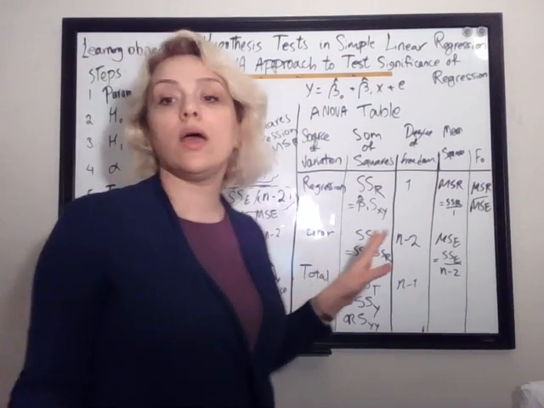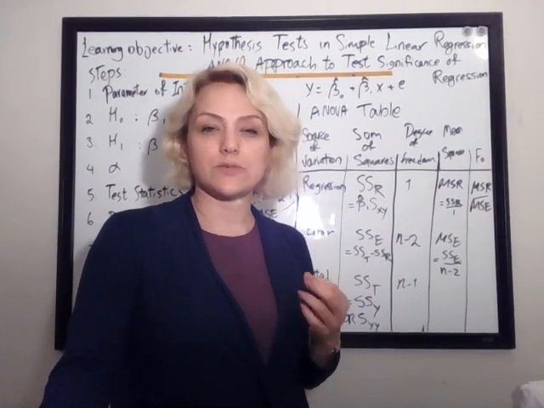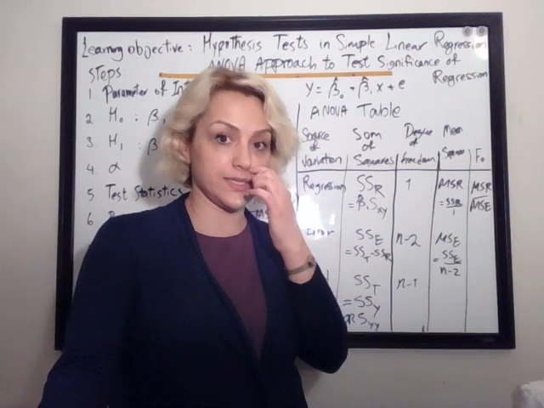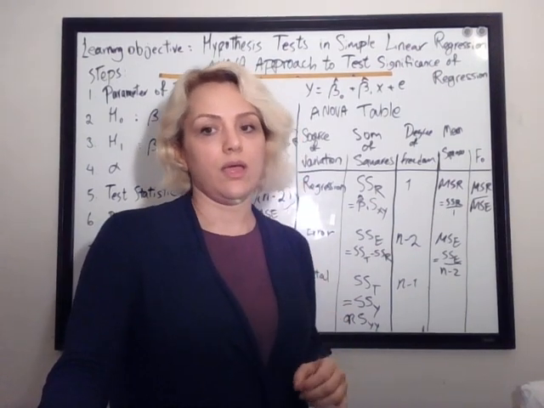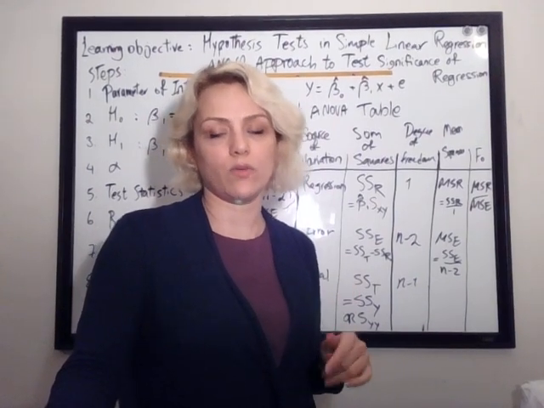But this is the whole lecture about the ANOVA table and the special case of the hypothesis test when we have the null hypothesis beta 1 equal to 0. We don't want the beta 1 to be equal to 0.